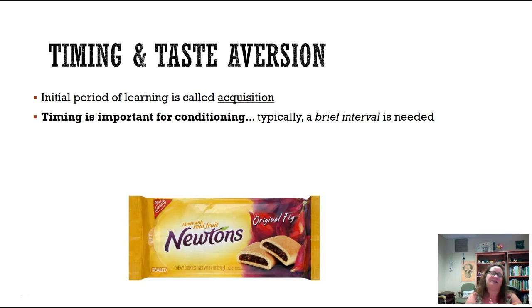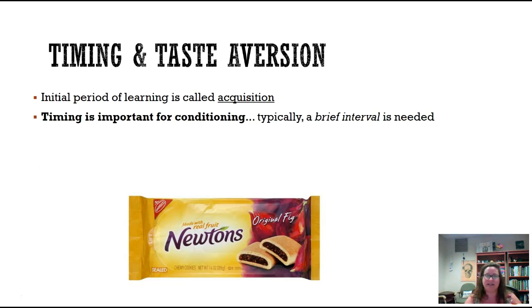So you want this learning or this acquisition period to occur within a brief period of time. So if Pavlov rang the bell and then eventually brought the meat, it really wouldn't be a strong association. It has to be paired within a brief interval. So bell, meat, bell, meat, bell, meat, consistently.